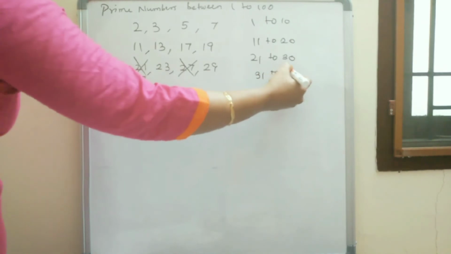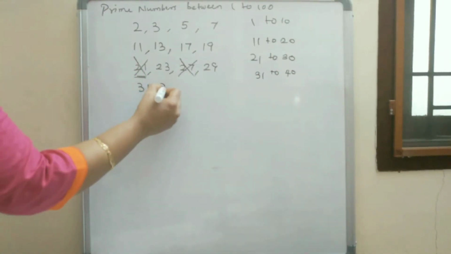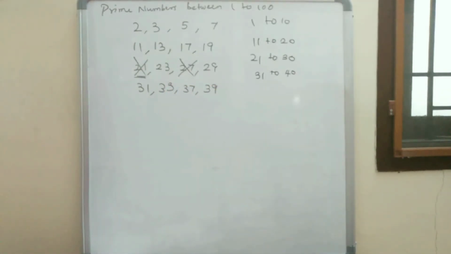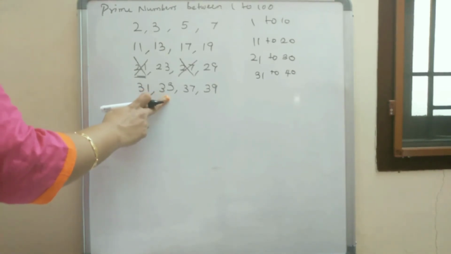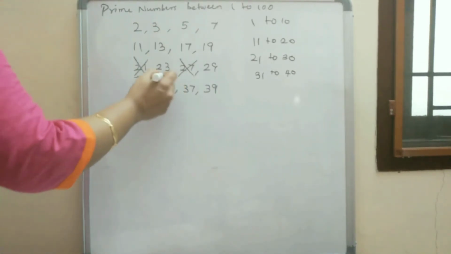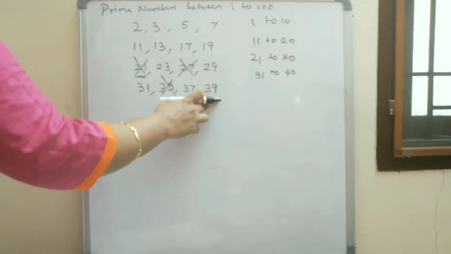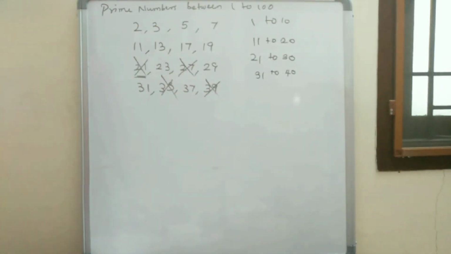Then 31 to 40. We'll write 31, 33, 37 and 39. Now 31 is a prime number. 33 is divisible by 3, so it is not a prime number. 37 is a prime number. 39 is divisible by 3, so it is not a prime number.